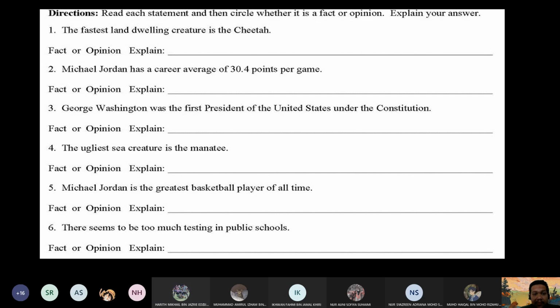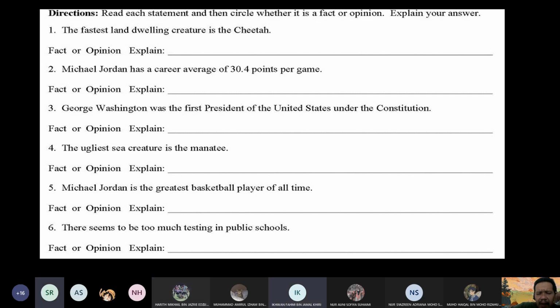Fact. Because of course, scientists have proved that the cheetah is the fastest creature on land. It's based on experiment. Number 2, Michael Jordan has a career average of 30.4 points per game. Fact or opinion? Fact. They have very concrete evidence. Number 3, George Washington was the first president of the United States under the Constitution. Fact. Number 4, the ugliest sea creature is the manatee.